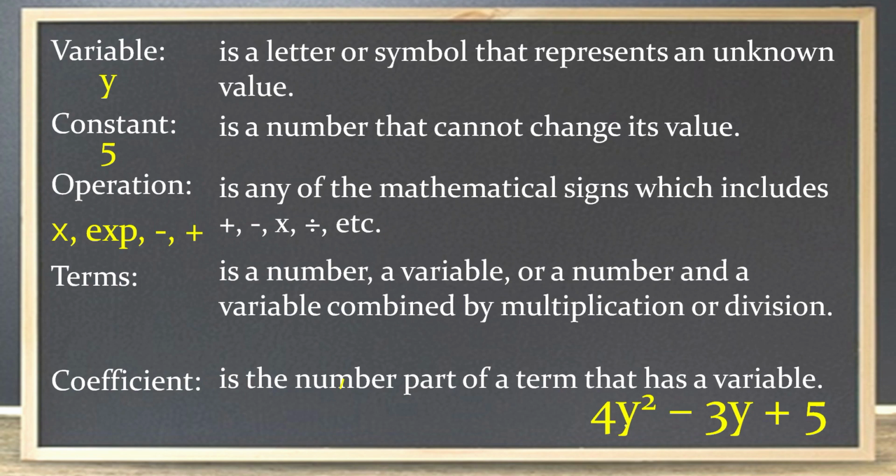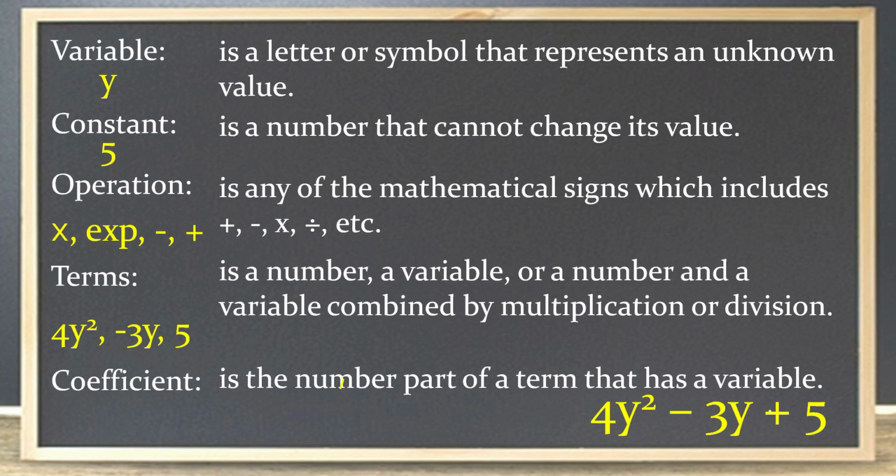So we have 3 terms here, and the terms are 4y squared, minus 3y, and 5. These are the 3 terms in this expression. For coefficient, we say it's the number part of a term that has a variable. So if you look here, we have 3 terms. These are the 3 terms. So terms that have variables.